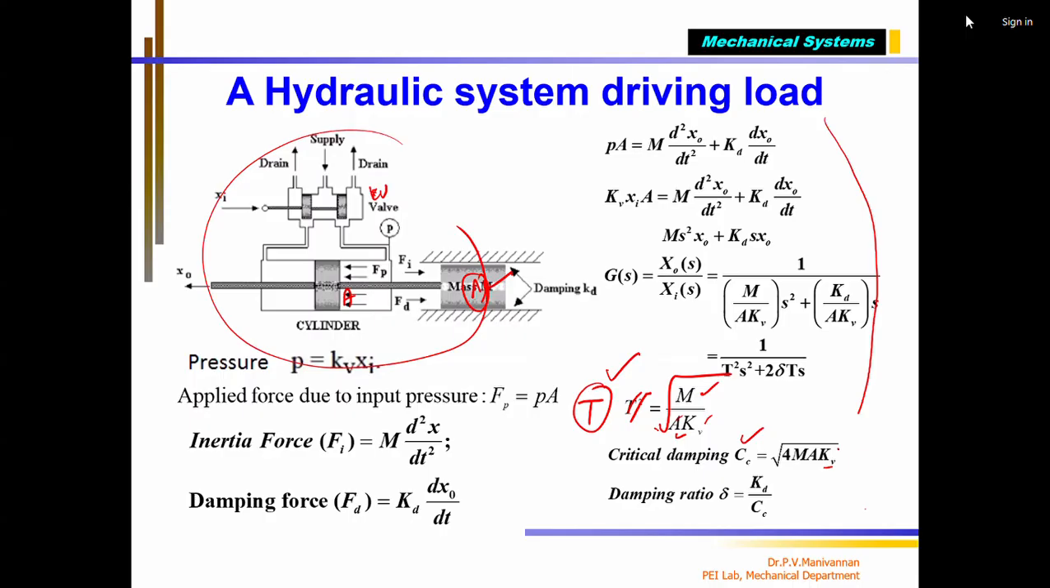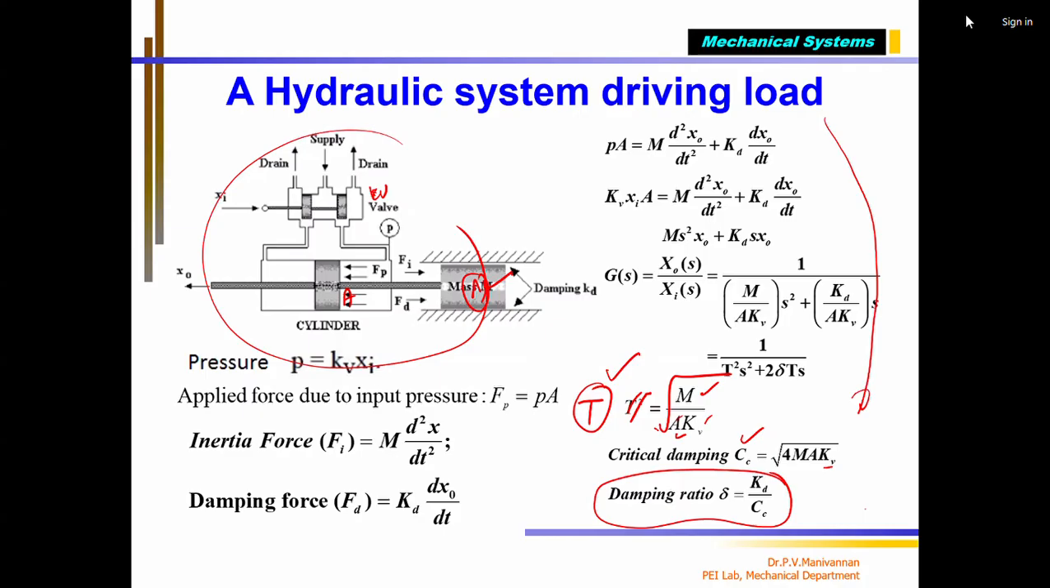Then CC is the critical damping constant, which is 4 into root of 4 into MAKV, and the damping ratio delta is equal to KD divided by CC. The damping ratio is going to decide the output response, whether it oscillates and all those things. And that they have to be modeled more accurately. Many things we have to do. That we'll see later. But please take down the equation and the derivation. In the exam, you can expect questions like that.